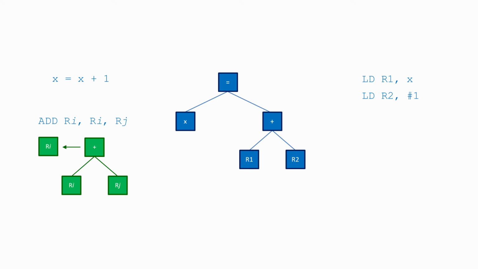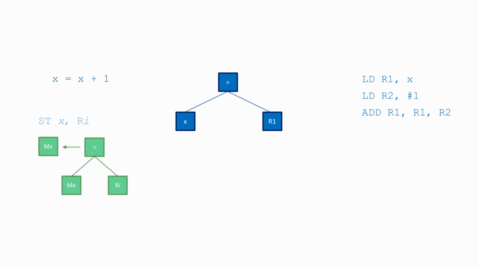Now the rule for the add operation is identified as a subtree of the input tree. There's an addition operator node with 2 registers as its children. The subtree is replaced according to the rule, and an add instruction is generated. The successive replacement of subtrees with replacement nodes is known as tree tiling.